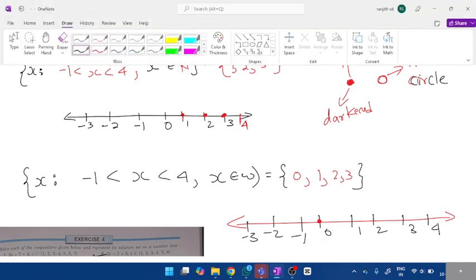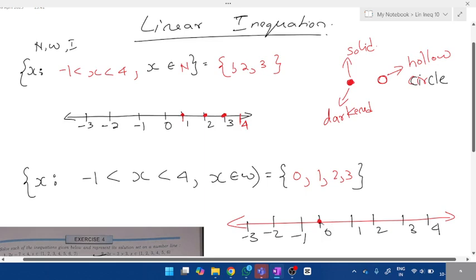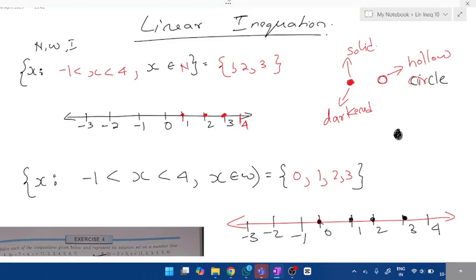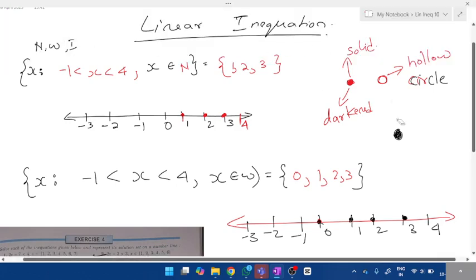And the answer for this is you have to draw 4 darkened circles, 0, 1, 2, 3, from 0 to 3. I'll tell you in the next class where this darkened and hollow circle is used. Usually, all these days we used to draw this dark circle, full solid like this. We used to keep a point like this. There is another concept for the hollow circle, for less than and greater than symbols.